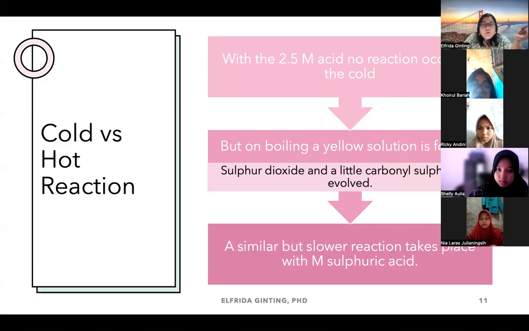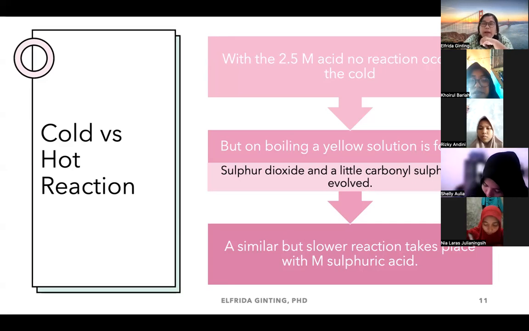But when you boil it, then a yellow solution will form. This is quite different from concentrated sulfuric acid, right? If you mix concentrated sulfuric acid with thiocyanate, it will immediately form a yellow solution in the cold. And when you heat it, it will form a gas, a carbon sulfur gas.